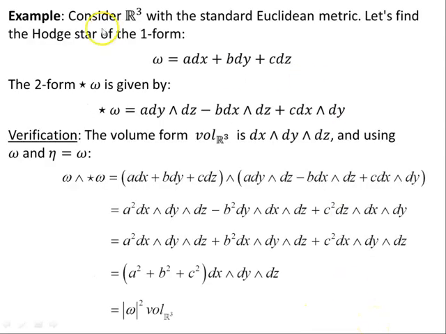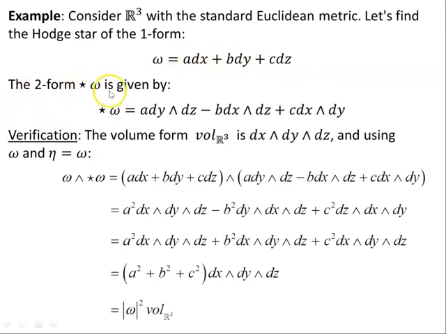So let's have a look. Let's consider an example in R3 with the standard Euclidean metric. That's the diagonal matrix with ones on the diagonal. Let's find the Hodge star of the one-form omega equals a dx plus b dy plus c dz, with basis one-forms dx, dy, dz, and constants or scalars a, b, c.